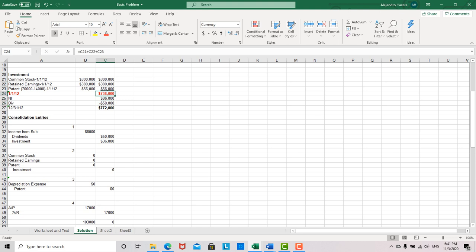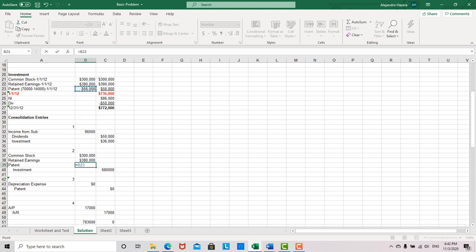So after entry number one, I'm at 736, and we'll look at it when I actually post these entries onto the consolidation. Next entry, it's all listed for you. We're going to eliminate the subsidiary's equity accounts, because you can't have their equity accounts and their assets and liabilities at the same time. You'd be double counting. So we eliminate the common stock and the retained earnings. And the final debit is to the patent for its beginning balance at 2012, which is equal to 56.